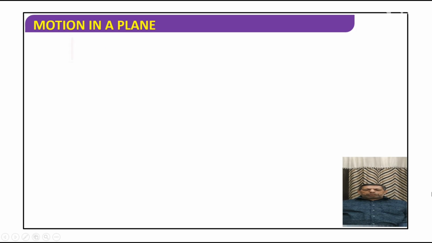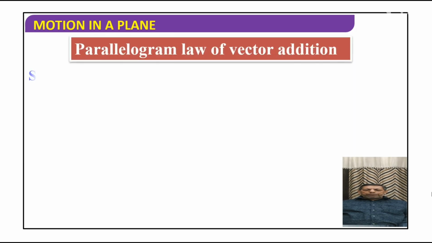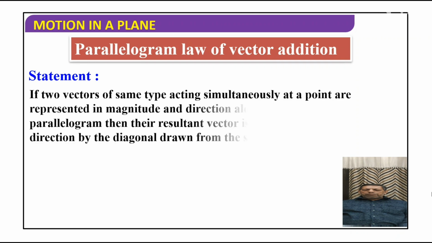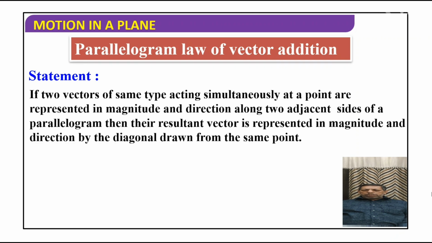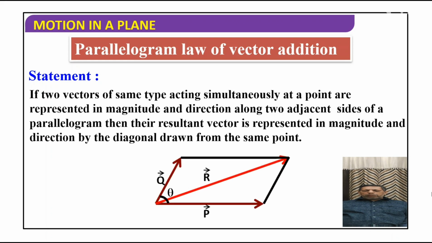Parallelogram law of vector addition. Statement: if two vectors of the same type acting simultaneously at a point are represented in magnitude and direction along the two adjacent sides of a parallelogram, then the resultant is represented in magnitude and direction by the diagonal drawn from the same point.